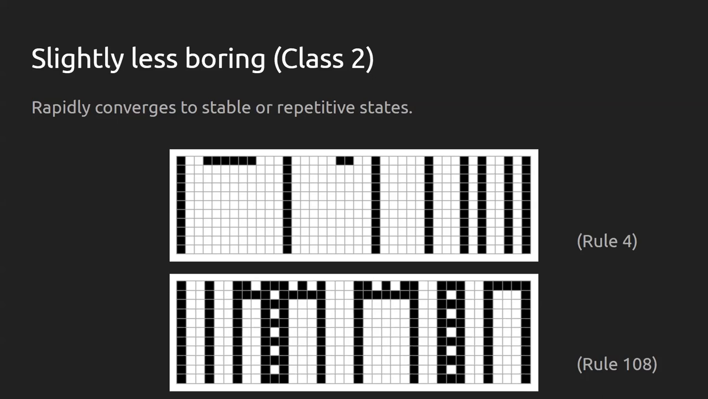A little bit more interesting is the case that some random initial state would relatively rapidly converge into stable or cyclic or repetitive states, where cycles can have any finite size. So here you can see a stable instance. It immediately goes into this static state. It doesn't change at all.